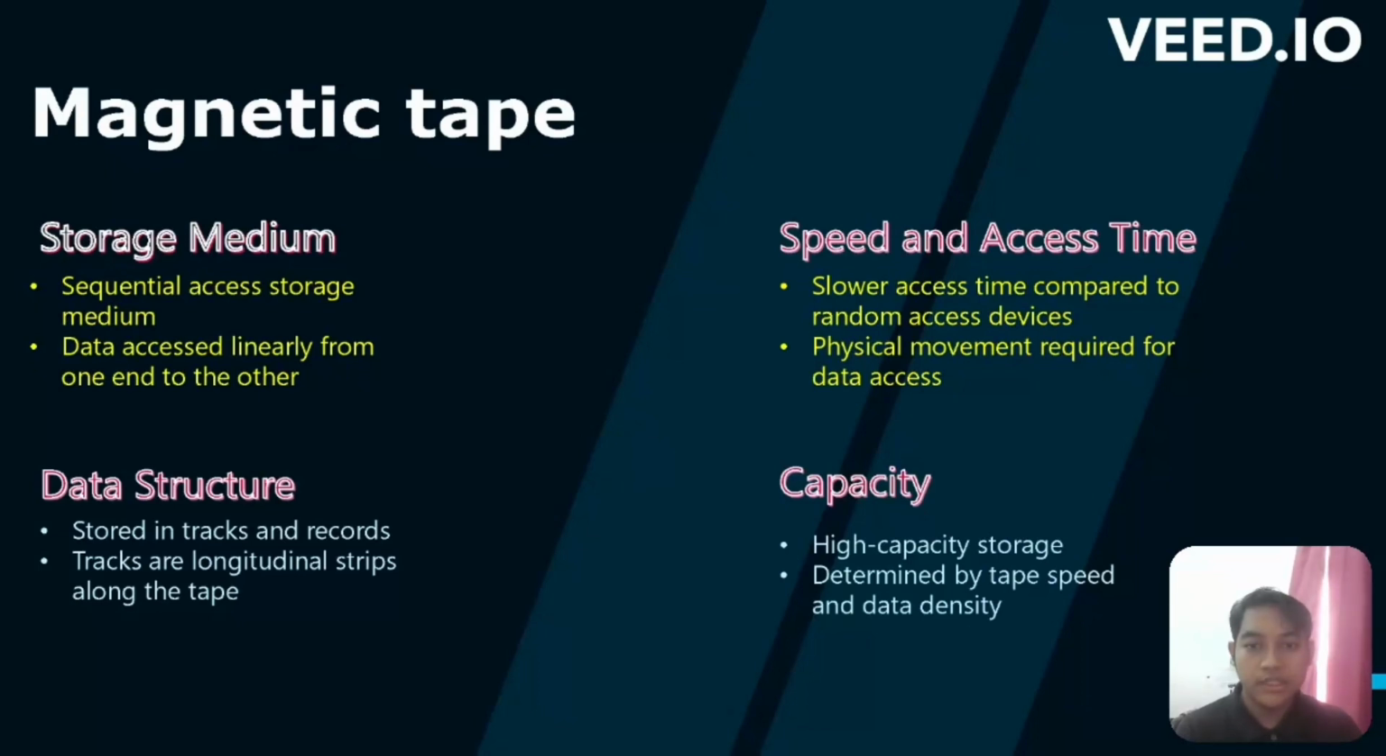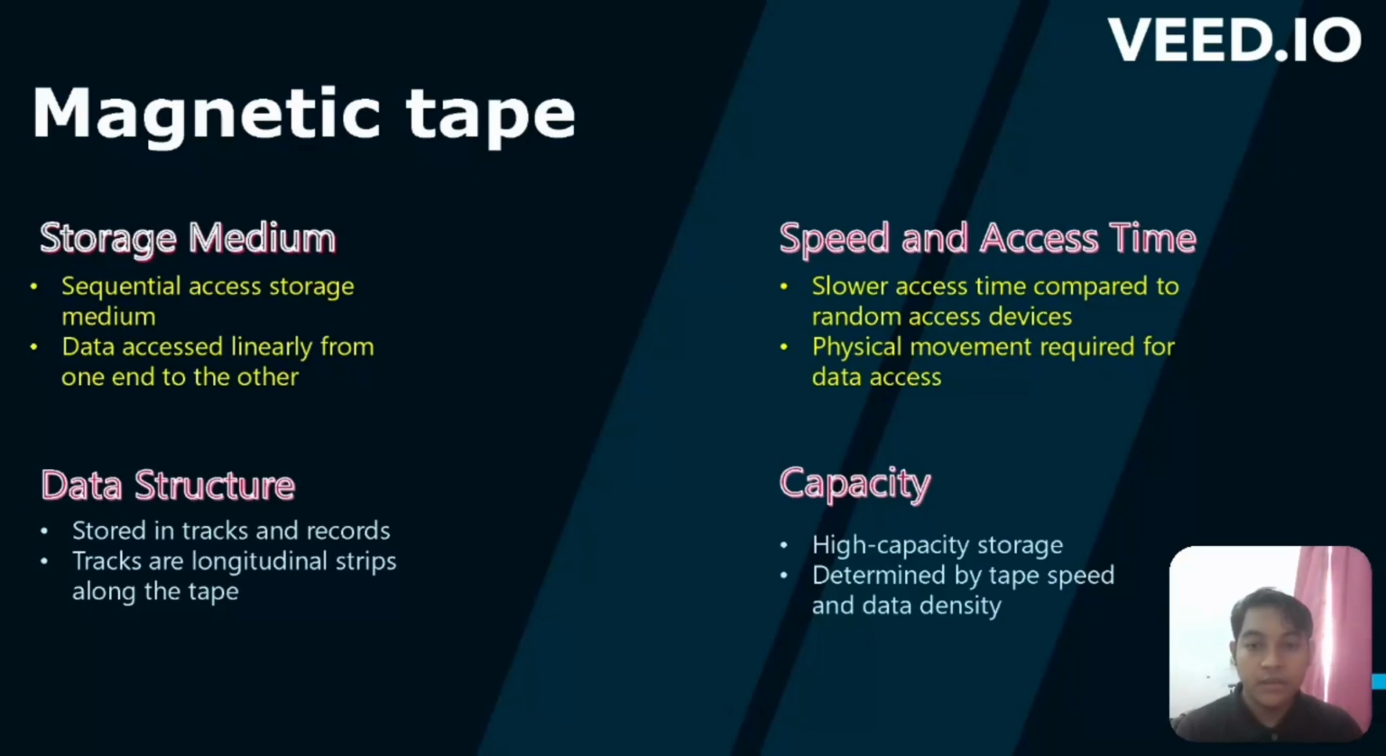For the speed and access time, magnetic tape generally has a slower access time compared to random access storage devices. This is because the tape must be physically moved to the location of the data, unlike in random access devices where the data can be accessed directly.